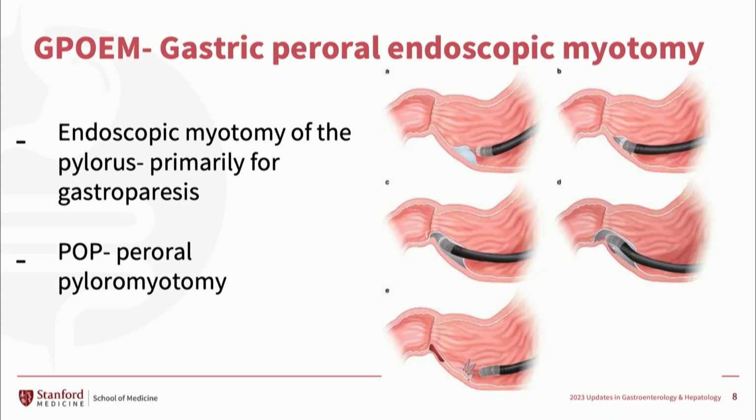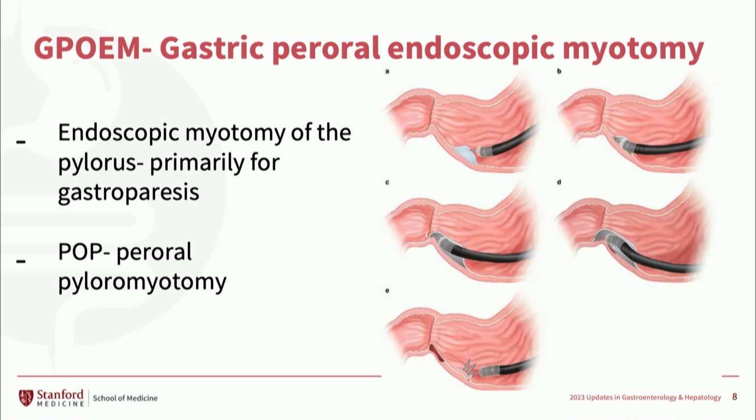So now going into G-POEM, or gastric per-oral endoscopic myotomy. It's an endoscopic myotomy of the pylorus, primarily for gastroparesis, also known broadly as POP, or per-oral pyloromyotomy. Looking at these images, starting with A, we see our mucosal lift.